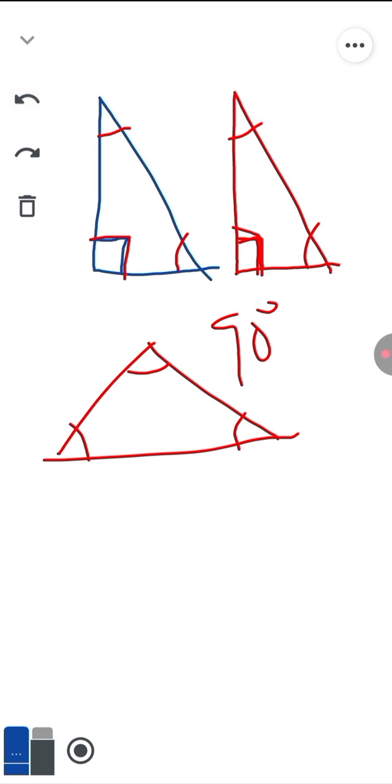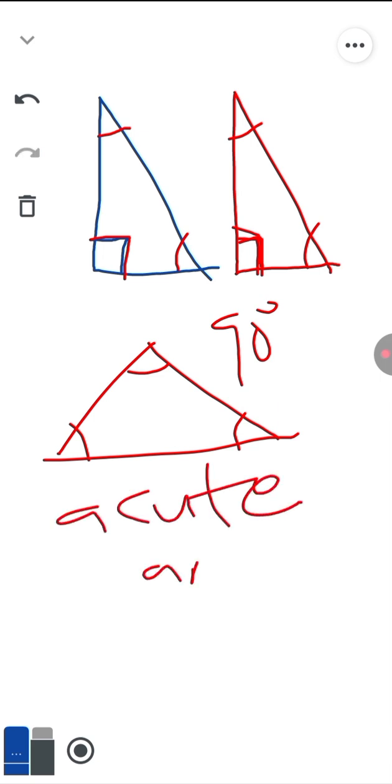So you need to learn that about a right angle triangle. One angle is already 90, so the remaining two angles have to share the remaining 90 degrees. Is that okay? So the remaining two angles, we call them acute angles. What do we call them? Acute angles. Write it down. Acute angles. Why? Because what are acute angles?